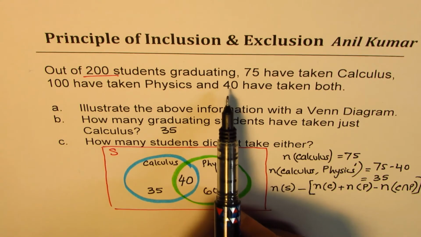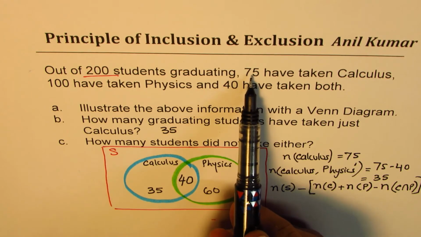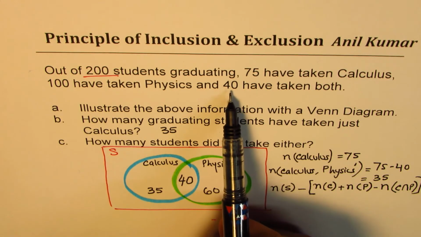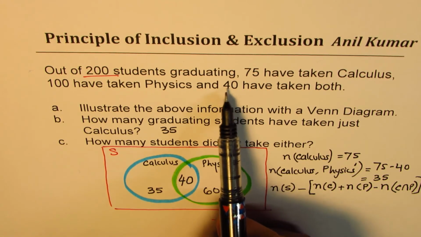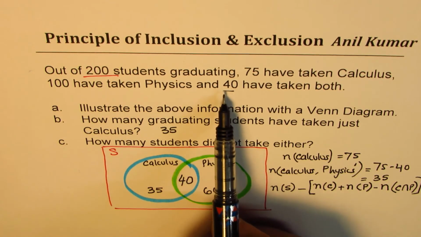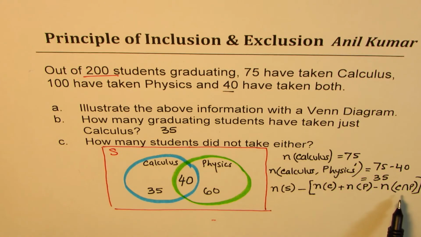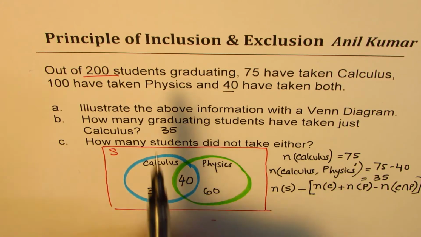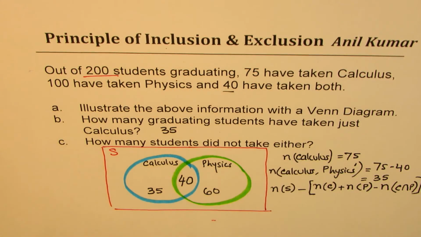The idea is, when I say 75 have taken calculus, I have included 40. When I say 100 have taken physics, I have included 40. So we included 40 twice. We have to take it out. That is the principle of inclusion and exclusion. I hope that's clear, right? So this formula is kind of the principle of inclusion and exclusion. Perfect. So we'll use the formula for the time being.